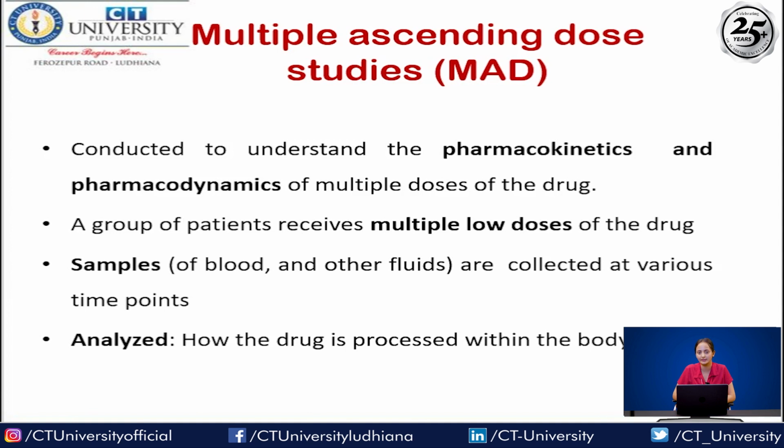Multiple ascending dose is conducted to understand the pharmacodynamics and pharmacokinetics of multiple doses of the drug given to the patients. So a group of patients receive multiple doses of the drug. We have to take their blood samples and body fluids, collected at various time points, at intervals of time. Then we have to analyze the data on how your drug proceeds within the body.